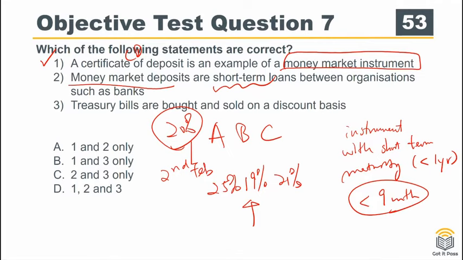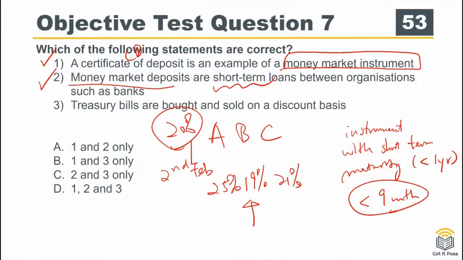So it needs to ask the other to provide the funds to it. And Bank A says, hey, I would like to deposit into your bank, to raise your ratio, to increase your ratio to 20%. Then it's the money market deposit, which is a short-term loan between the organizations. See, here it is the bank. So it's true.